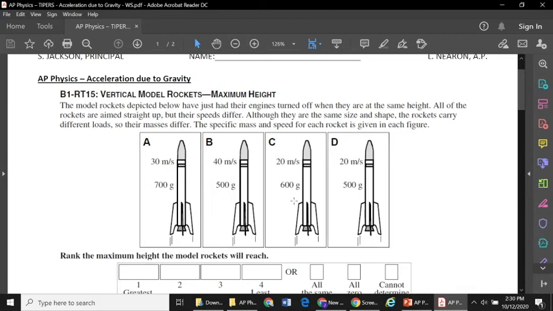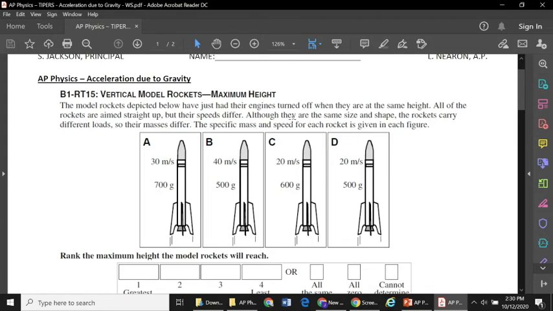B1 RT15. It says the model rockets depicted below have just had their engines turned off when they're at the same height. All of the rockets are aimed straight up, but their speeds differ. And then it says, although they are the same size and shape, the rockets carry different loads, so their masses differ. The specific mass and speed for each rocket is given in the figure. Rank the maximum height the model rockets will reach.